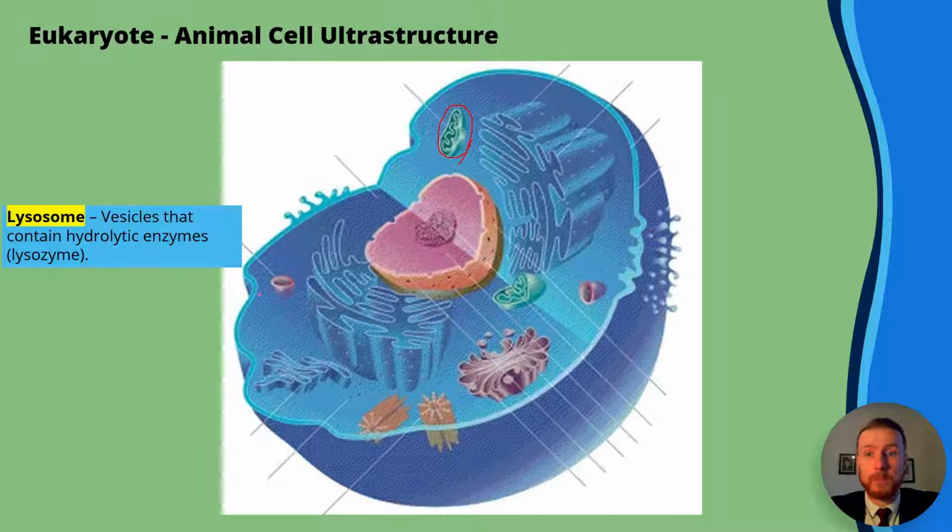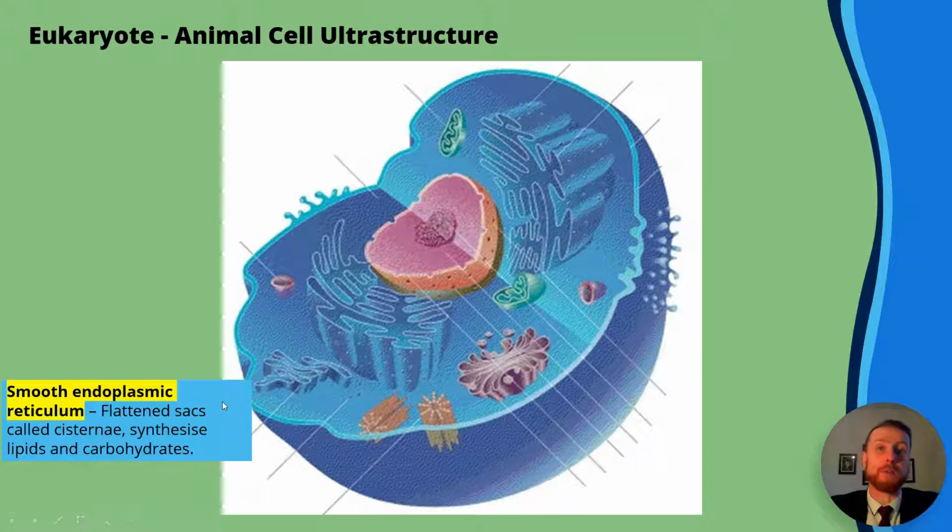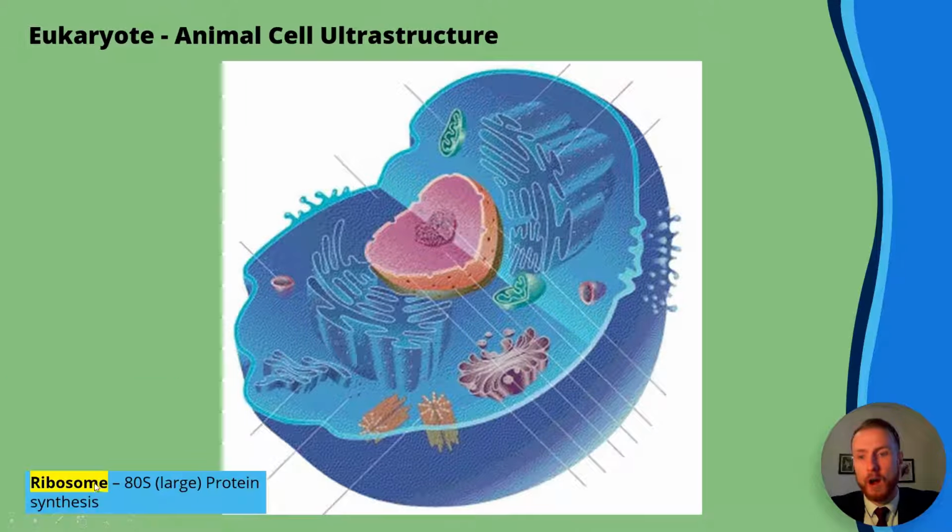Next, we have the lysosome. The lysosome is like a membrane bubble. It's a vesicle that contains digestive enzymes within it, and these enzymes are what we call hydrolytic, which means they break things down. Then we have the smooth endoplasmic reticulum. This is a series of flattened sacs called cisternae, and they synthesize lipids and carbohydrates. Those folds within them are the cisternae, and remember the synthesis of lipids and carbs. Next, we have the ribosome. That's the site of protein synthesis.